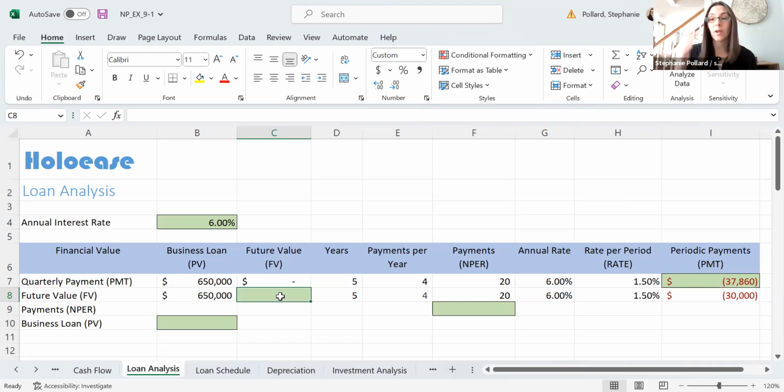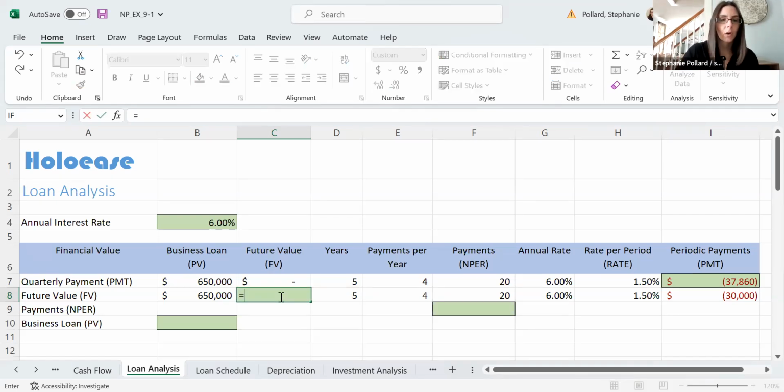So my future value is not going to be 0 now. We want to know, what's the future value going to be if I only make $30,000 payments with the same loan amount for the same time frame? We're not going to pay the whole thing off, so how much is left? So I'm going to hit an equal sign here. I'm going to use FV for future value. And if I double click it again, it will remind me what to plug in, which is super helpful because there's a lot of different pieces here.